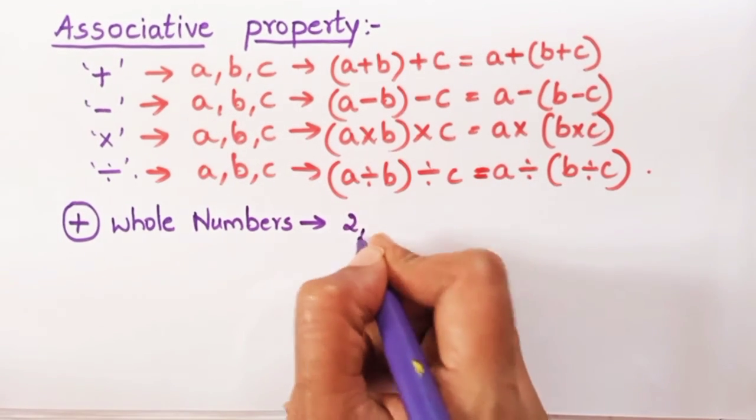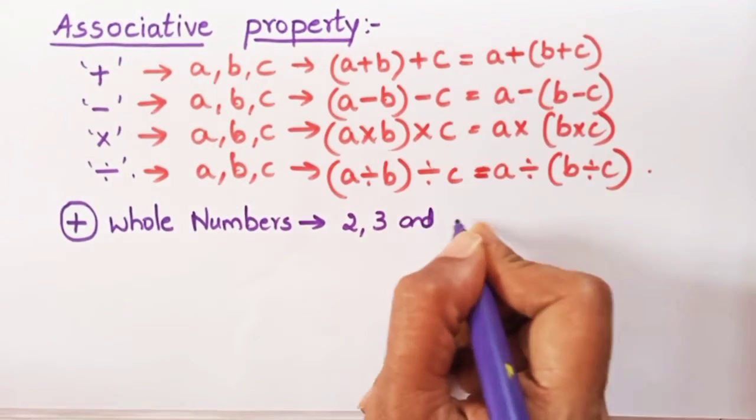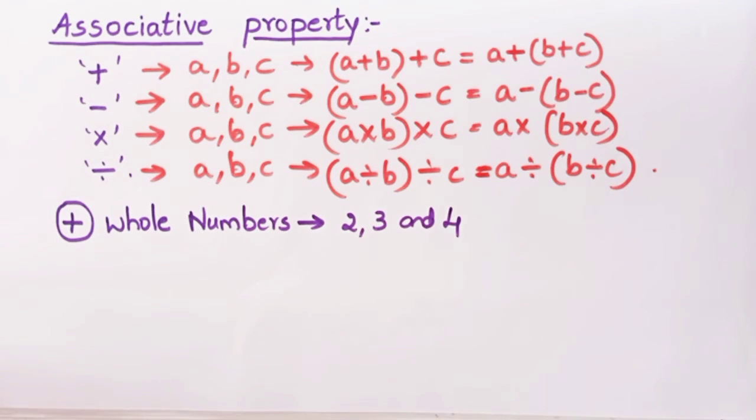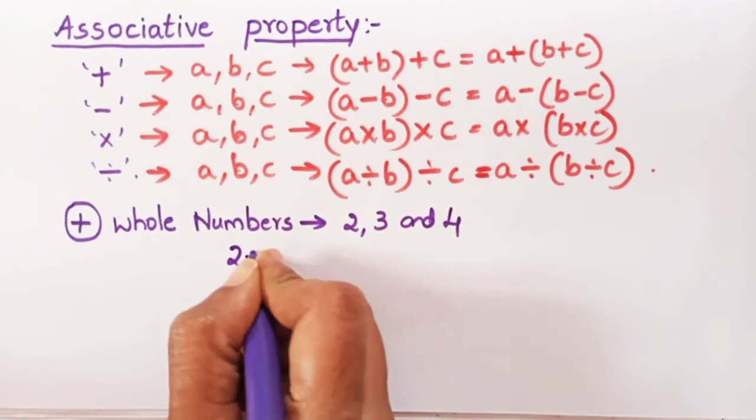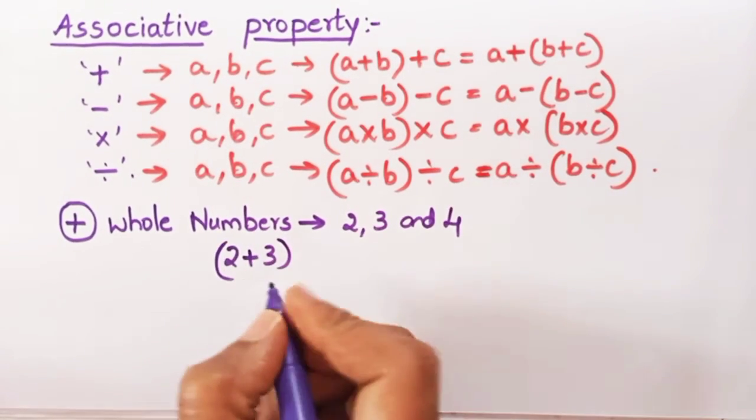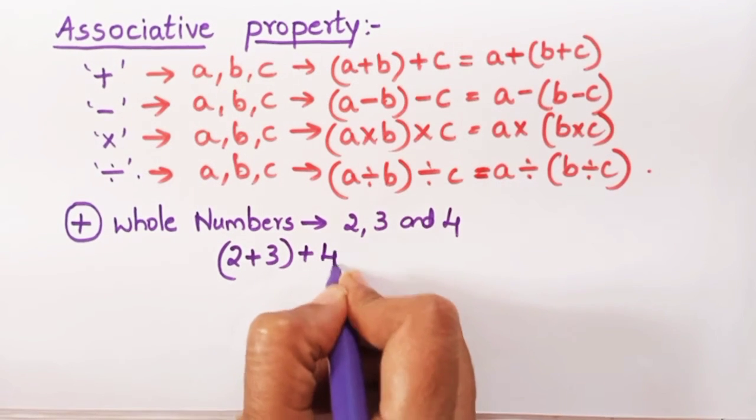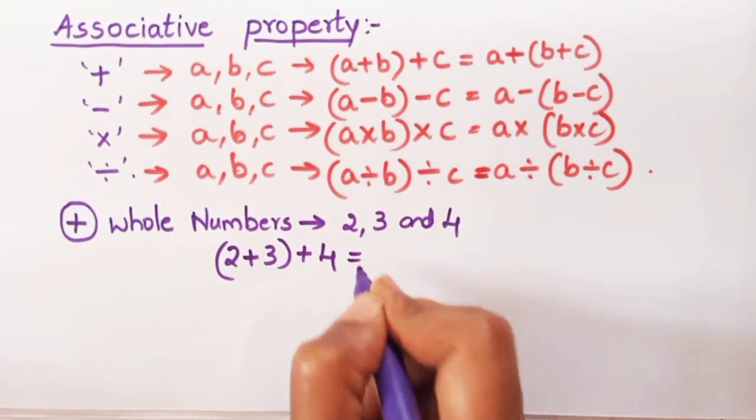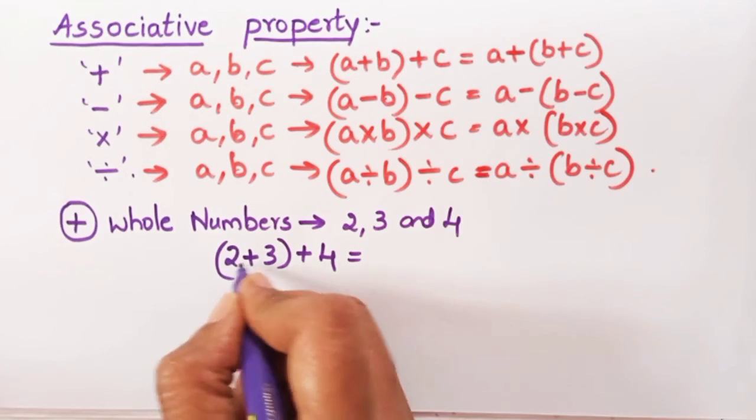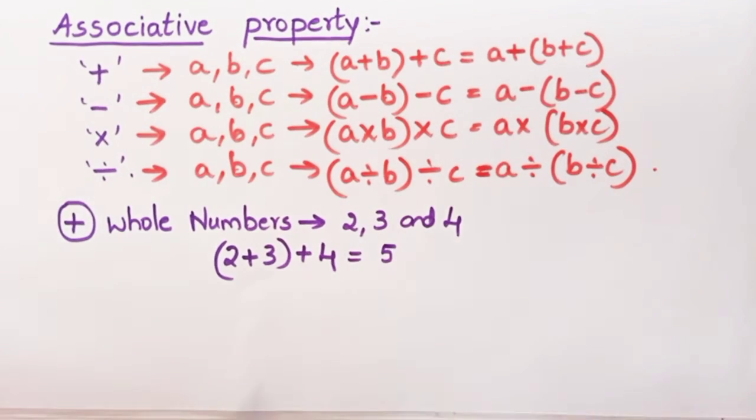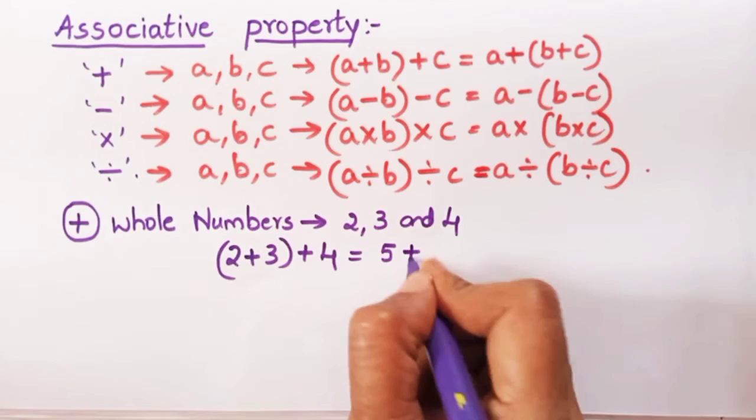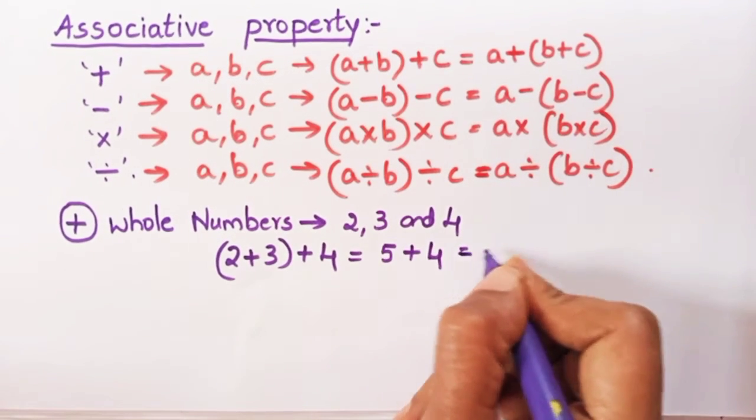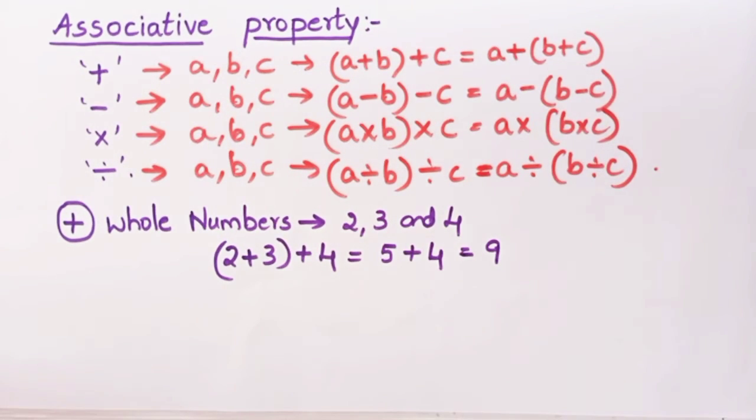I want to take just 2, 3 and 4. All the three are whole numbers, right? Now what I need to check, my first case will be 2 plus 3 plus 4. Okay? 2 plus 3 plus 4 is equal to how much? 2 plus 3 will become 5 plus 4. It gives me the result as 9.